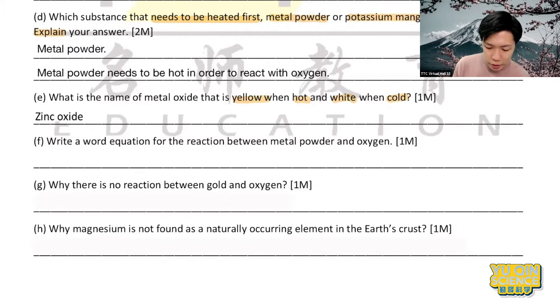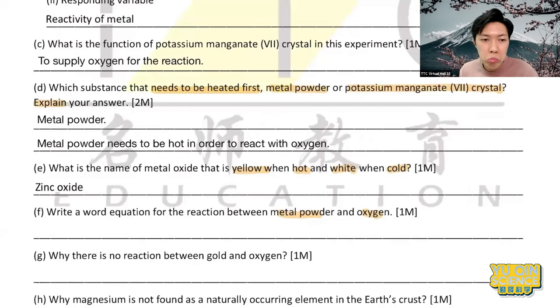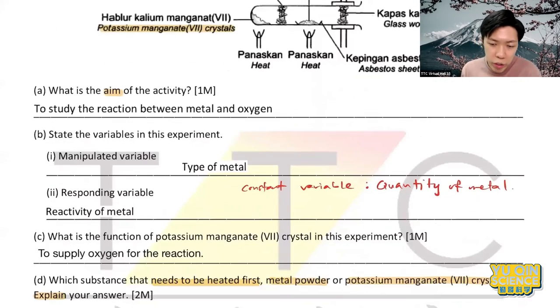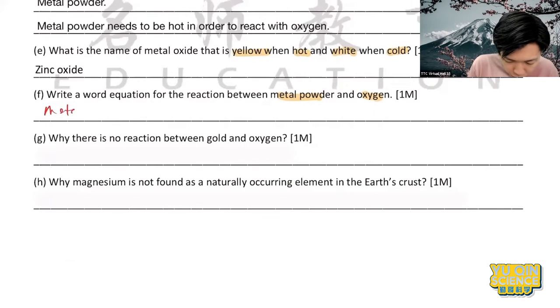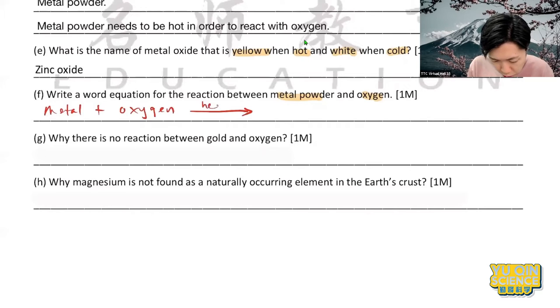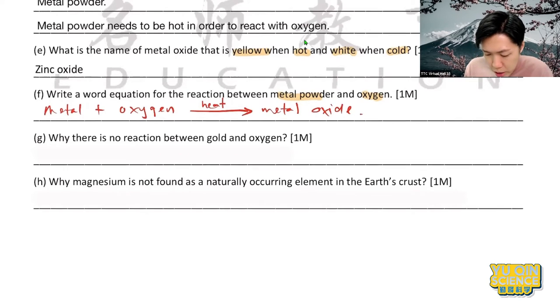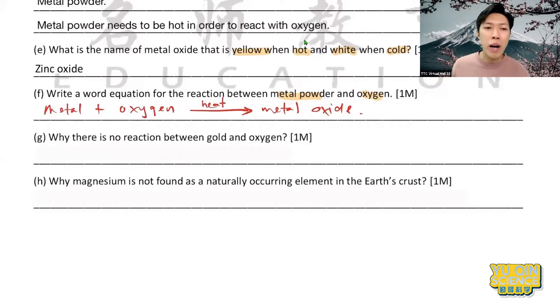Okay, number F. Word equation. Metal powder and oxygen. Oh, they get together. They want to marry each other already. Metal and oxygen. Very simple equation. Did they mention what metal? No way. Okay, just leave it as metal. Let's not write metal powder. Let's just write metal plus oxygen, arrow, heat. And your answer is metal oxide. They got together already. Yeah, they form into a compound now. They were elements, but you will never find them as elements because they always find a partner, right?